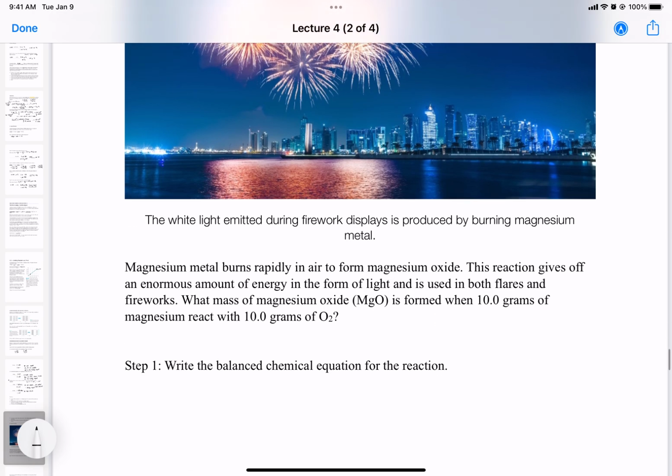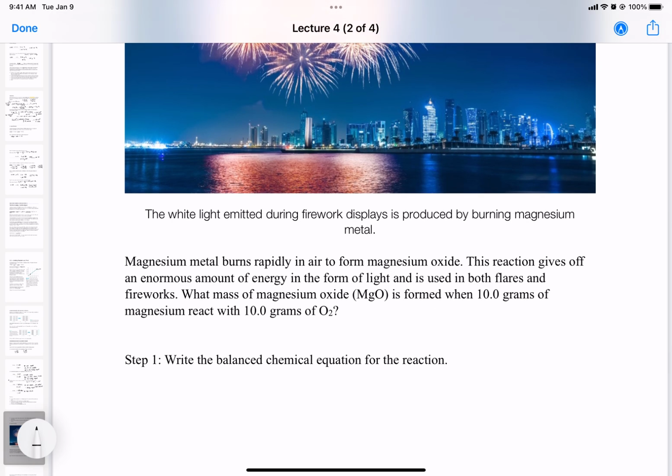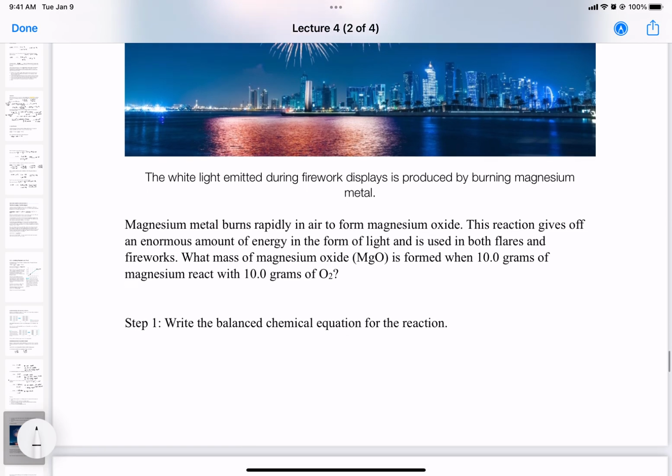Okay, so what mass of magnesium oxide is formed when 10 grams of magnesium react with 10 grams of oxygen? Let's write the balanced chemical equation first.